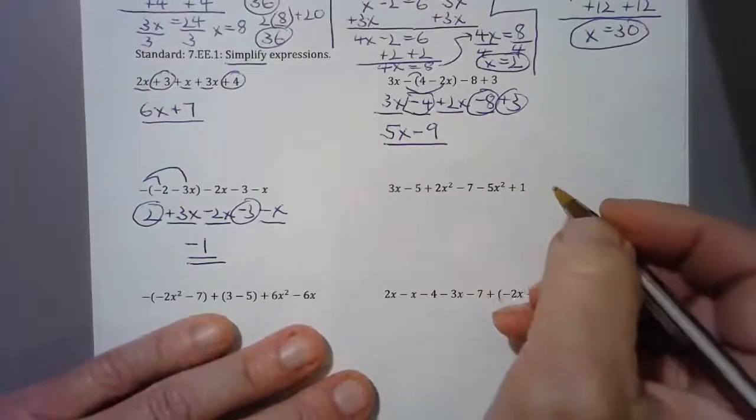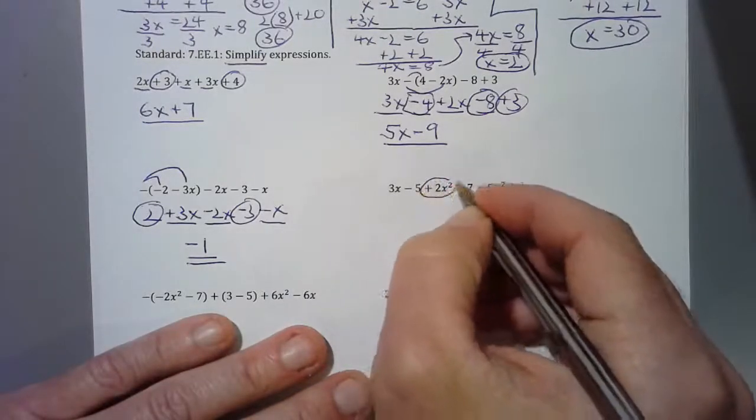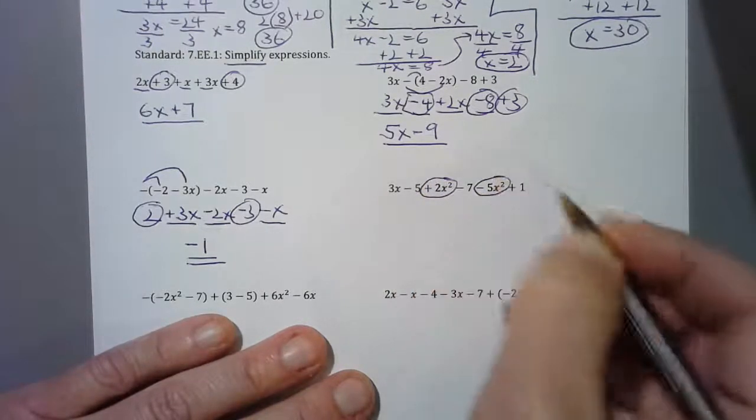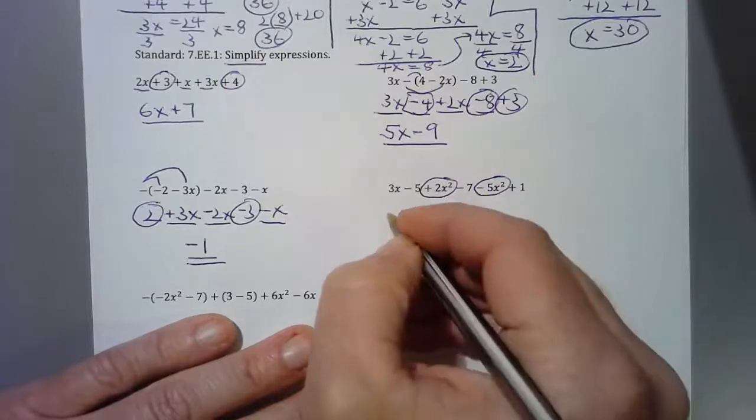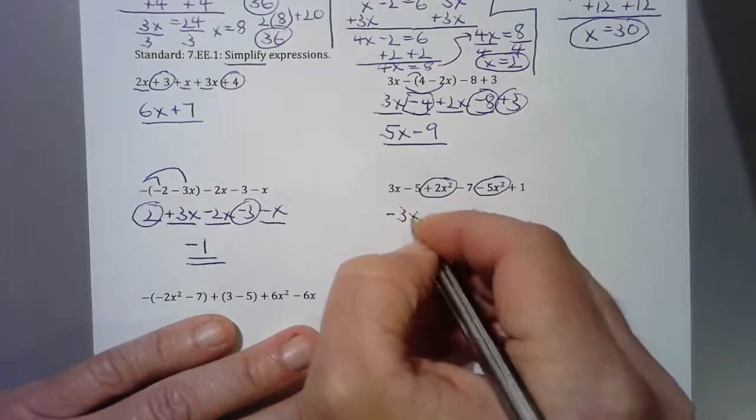Next, let's put our squared terms together first. There's more negatives than positives, so the result is negative.